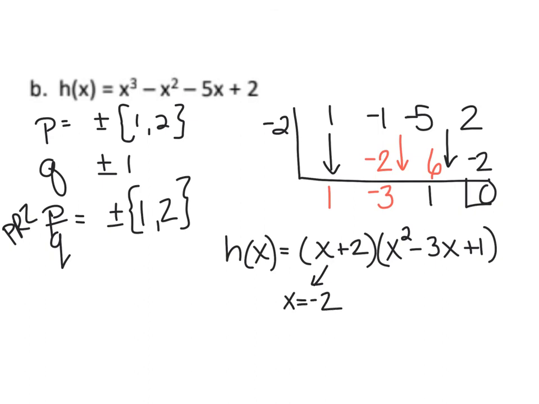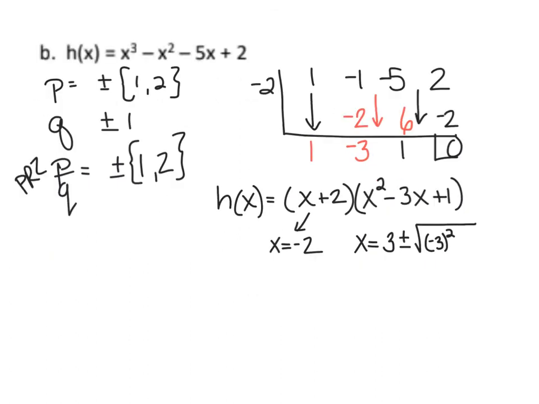But here we can go to the quadratic formula. So x is equal to negative b, which would be 3, plus or minus the square root of b squared, which is negative 3 squared, minus 4 times a, which is 1, times c, which is 1, all over 2 times a, which is 1. So I'll quickly compute my radicand. That would be 9 minus 4, which is 5. So I get 3 plus or minus root 5 over 2.